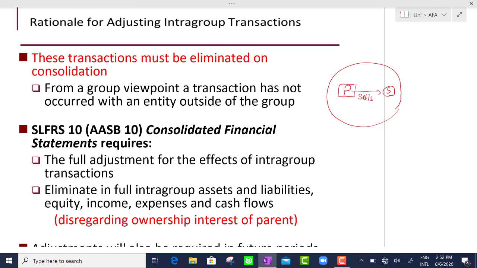Right? So you can see from the group's point of view, a transaction has not occurred with an entity outside the group.